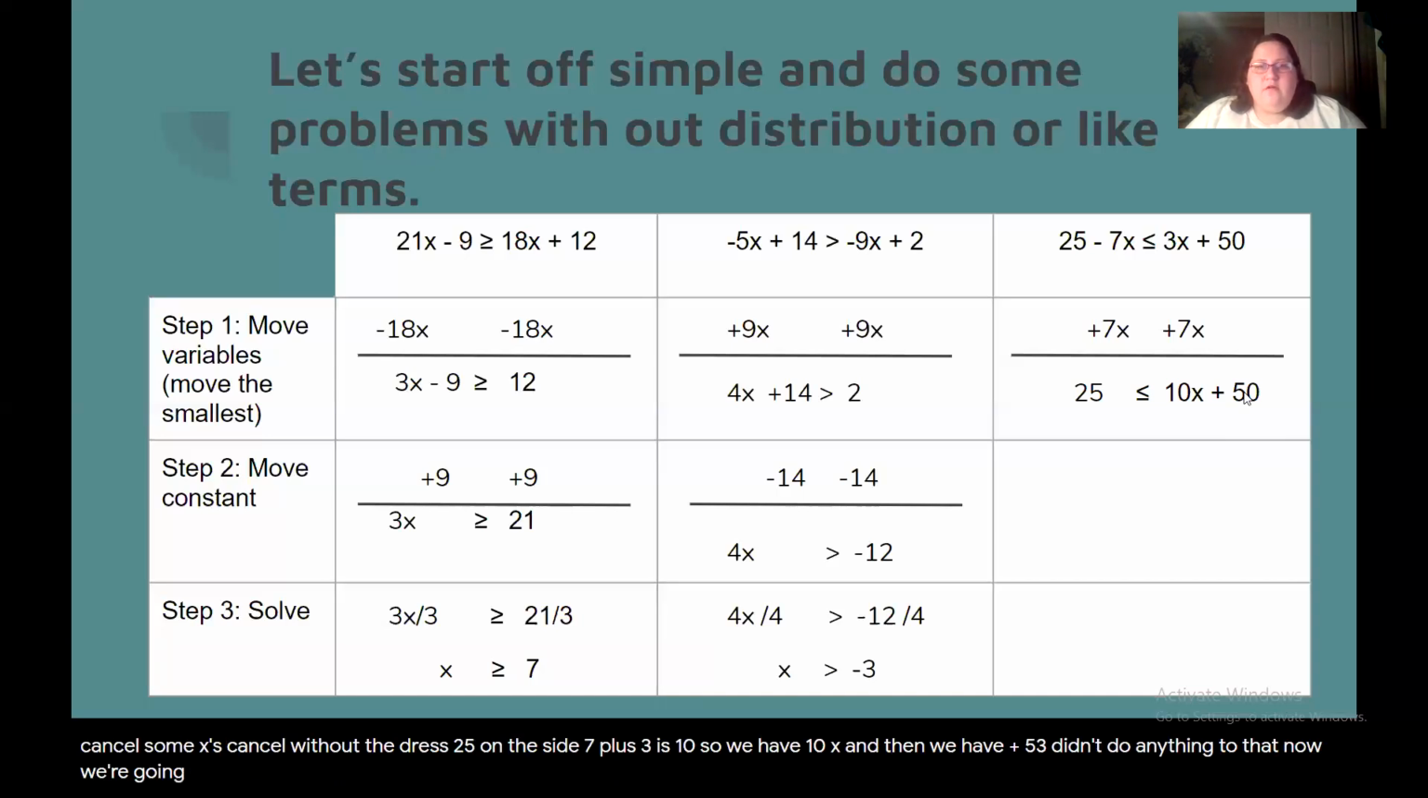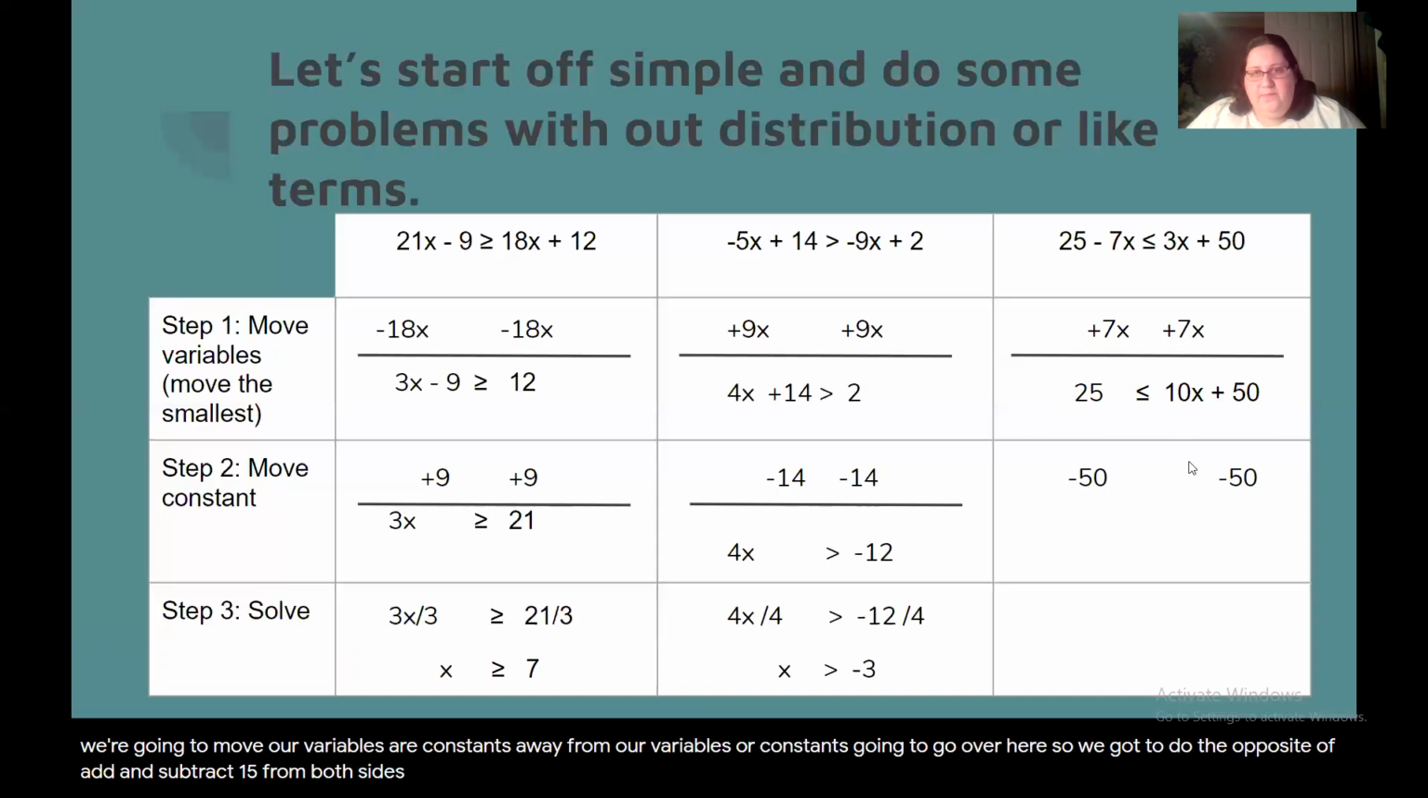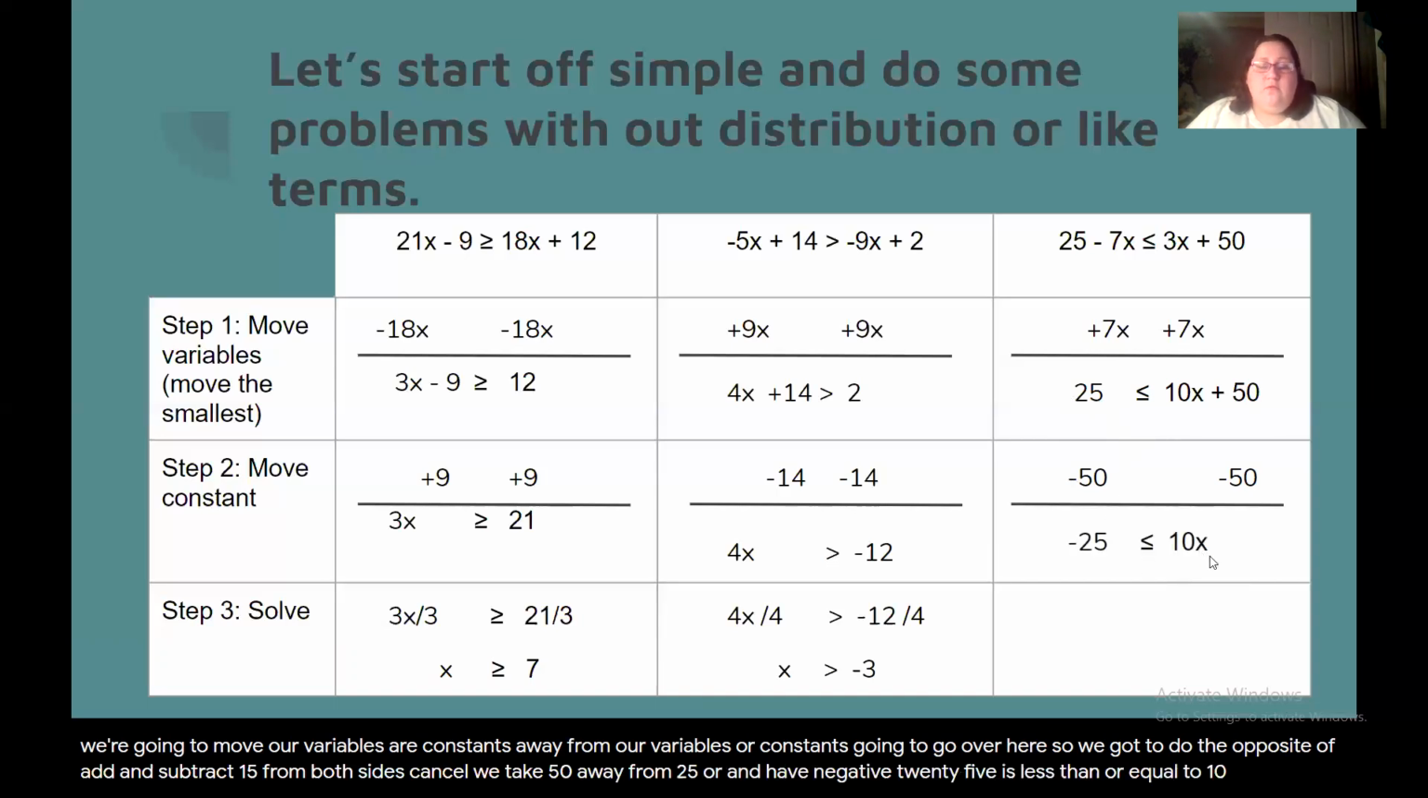Now we're going to move our constants away from our variable. So our constant's going to go over here. We have to do the opposite of add and subtract 50 from both sides. Our 50s over here will cancel. We take 50 away from 25. We're going to have negative 25 is less than or equal to 10x. And then we have to solve.